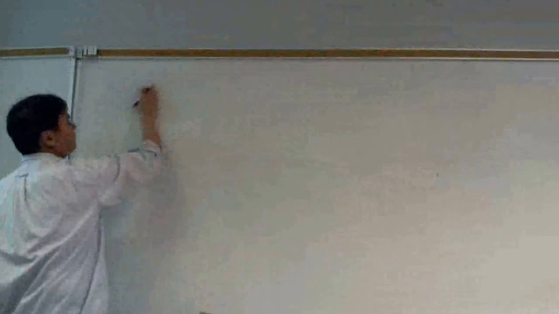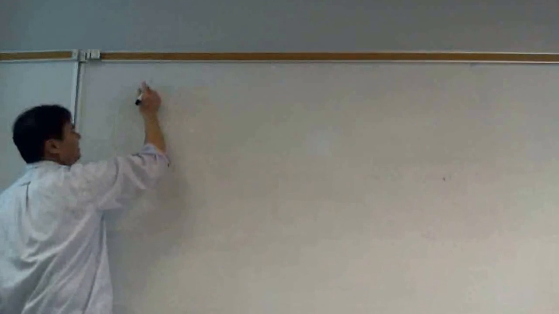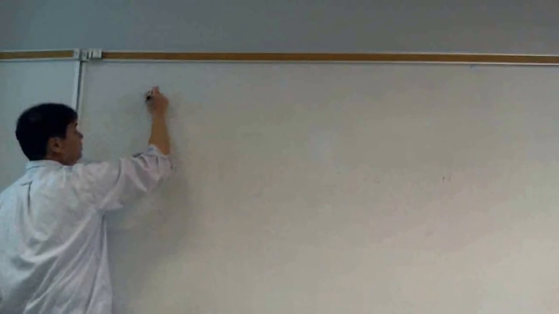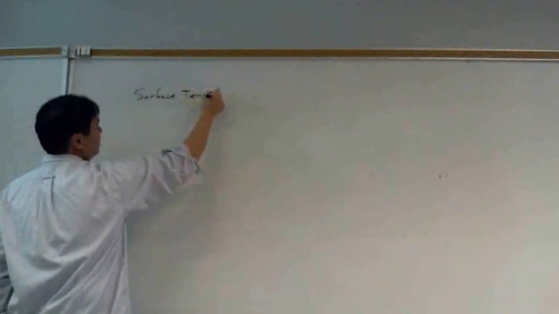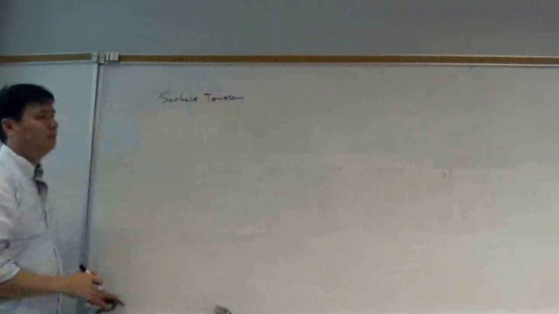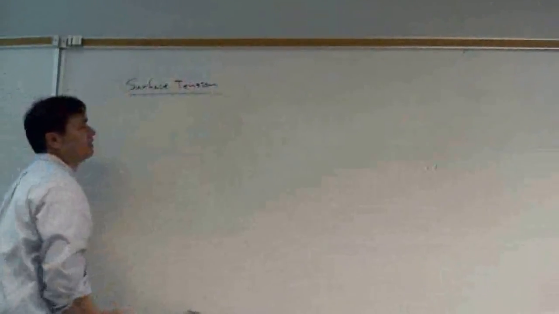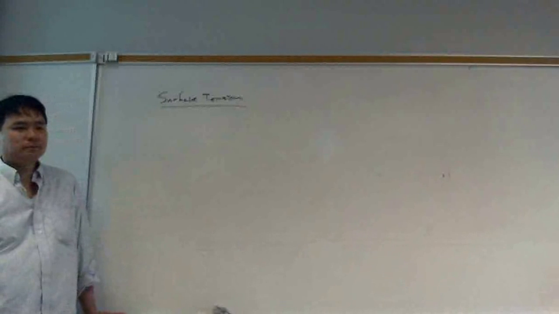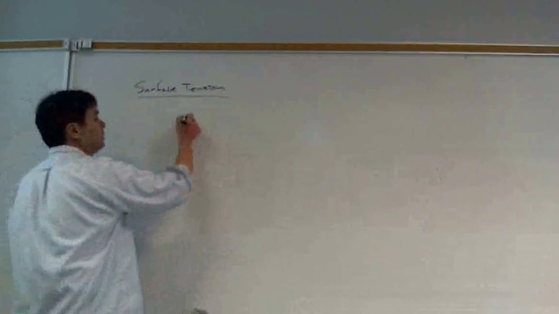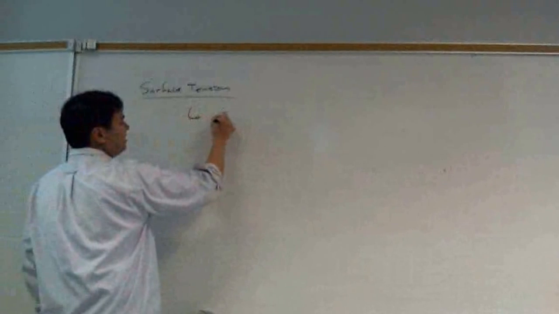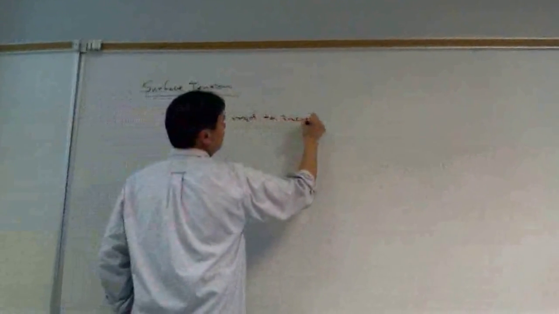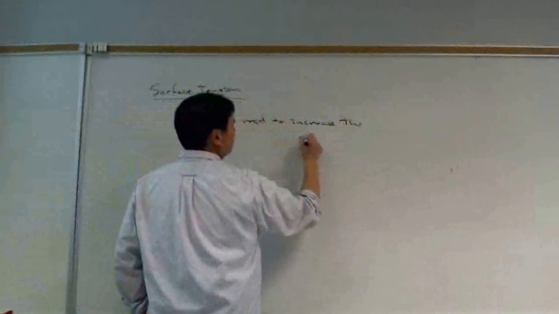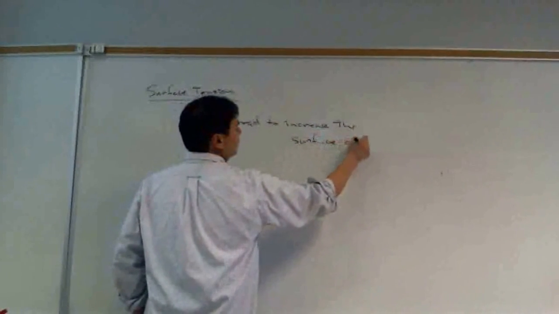And then we have a couple of other properties. Another property is going to be surface tension. Surface tension is the energy required to increase the surface area of a liquid.